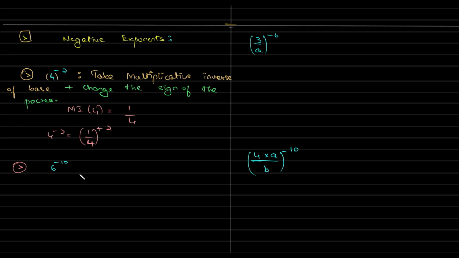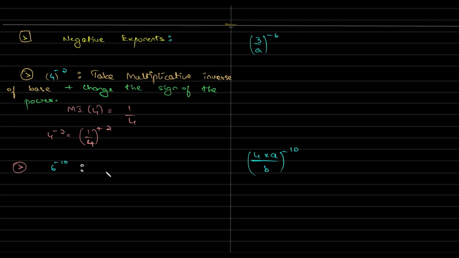It's just a representation. Actually, it need not make sense as of now. All of these are just representations. Got it? Don't think too much into it. So 6 to the power of minus 10. That's how you read that.